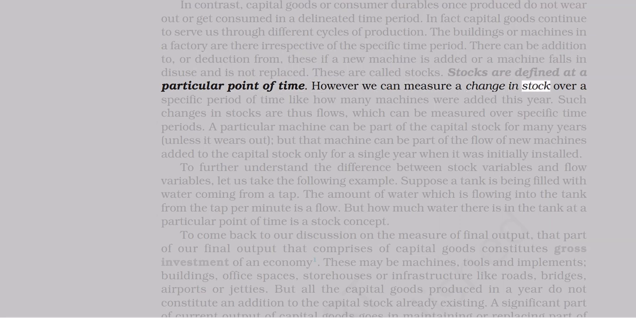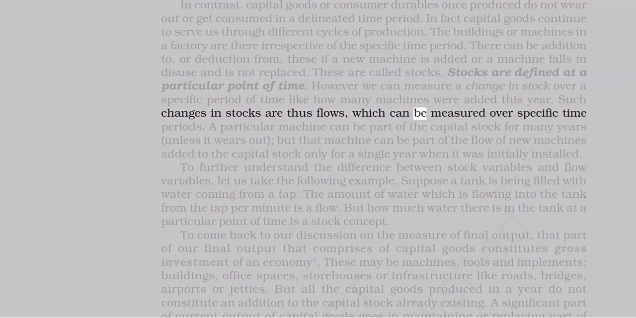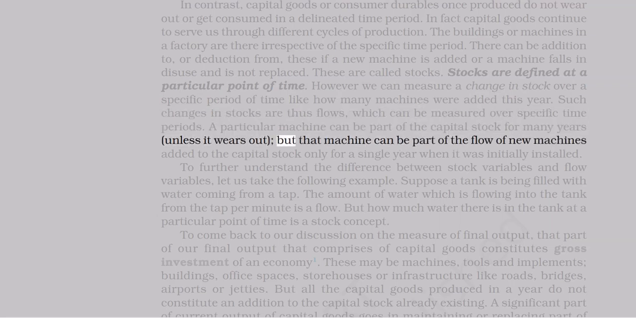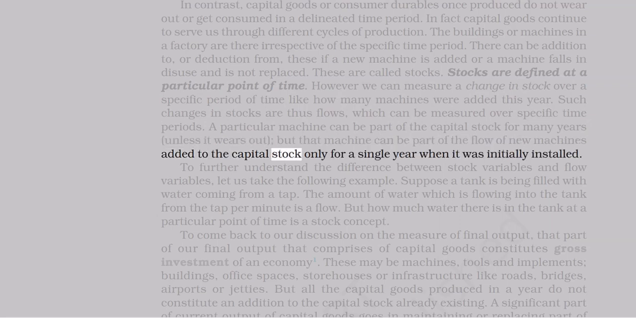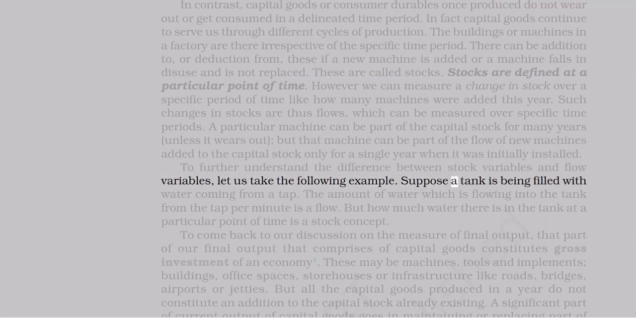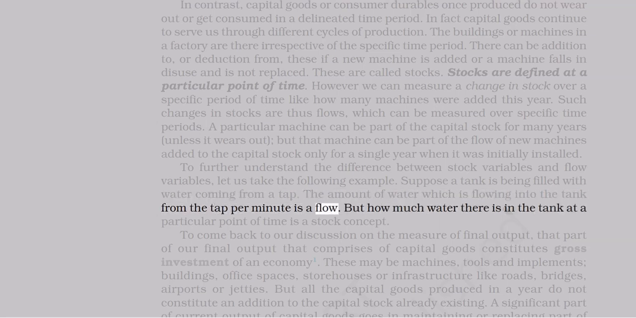However, we can measure a change in stock over a specific period of time, like how many machines were added this year. Such changes in stocks are thus flows, which can be measured over specific time periods. A particular machine can be part of the capital stock for many years, unless it wears out, but that machine can be part of the flow of new machines added to the capital stock only for a single year when it was initially installed. To further understand the difference between stock variables and flow variables, let us take the following example. Suppose a tank is being filled with water coming from a tap. The amount of water which is flowing into the tank from the tap per minute is a flow. But how much water there is in the tank at a particular point of time is a stock concept.